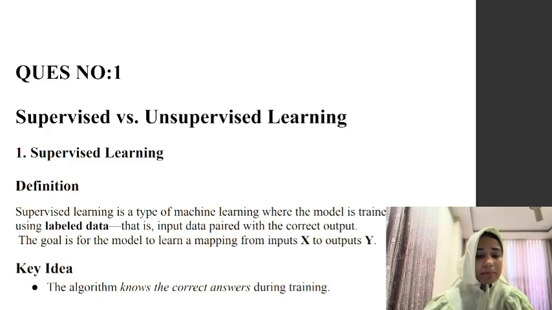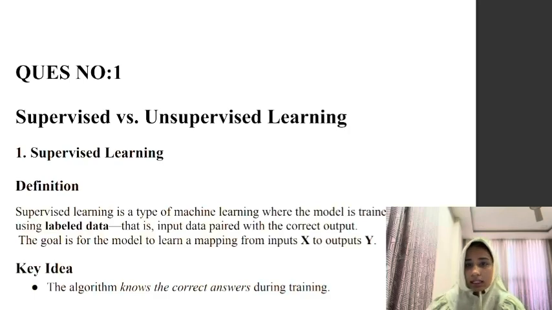Question number 1 is: explain the difference between supervised and unsupervised learning. Provide examples of algorithms for each type of learning and discuss scenarios where each would be appropriately used.